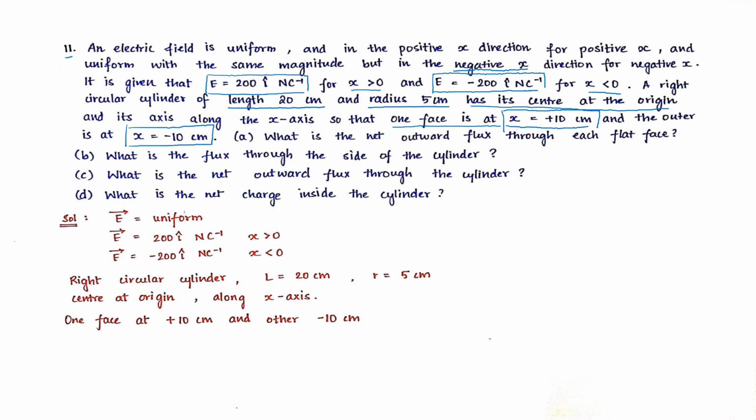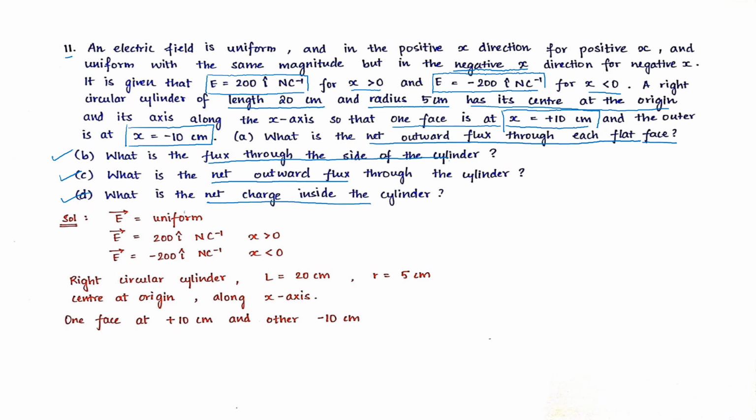A. What is the net outward flux through each flat face? B. What is the flux through the side of the cylinder? C. What is the net outward flux through the cylinder? D. What is the net charge inside the cylinder?